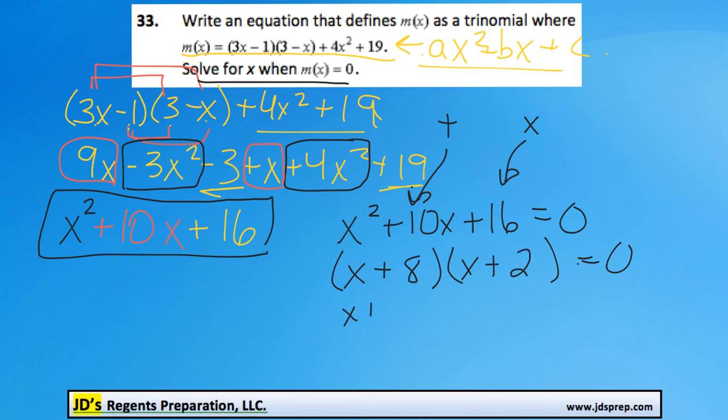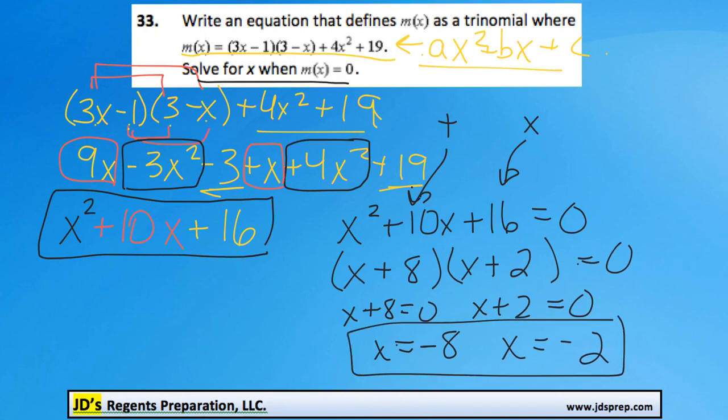So if we set both of these equal to 0, we get that x equals negative 8 and x equals negative 2. And there we go. That's all we needed for this question.